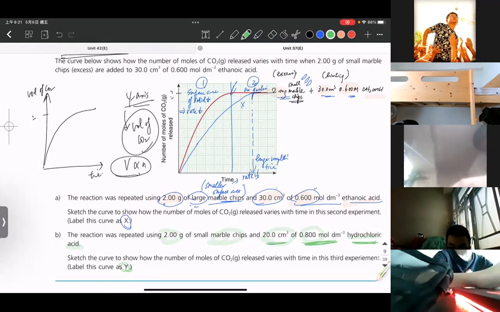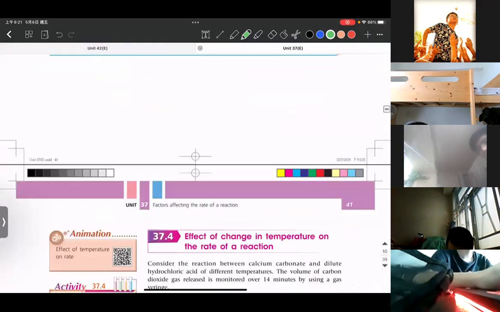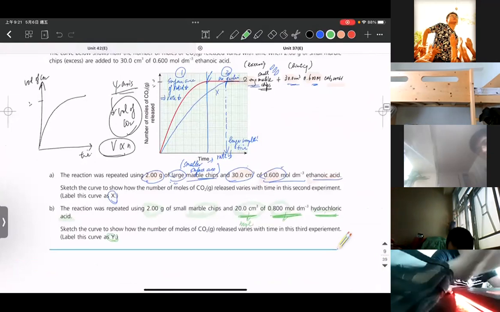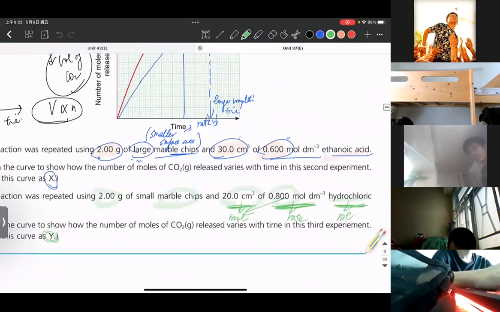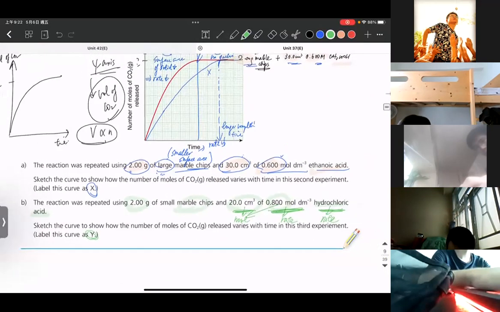But if you want to talk about volume, it doesn't tell anything about the rate, okay? So it is something about moles. But these two factors will affect our rate. Of course, if you want to talk about moles, we need to consider the molarity as well. Do you understand? While for the second case, you are talking about surface area affecting the rate.